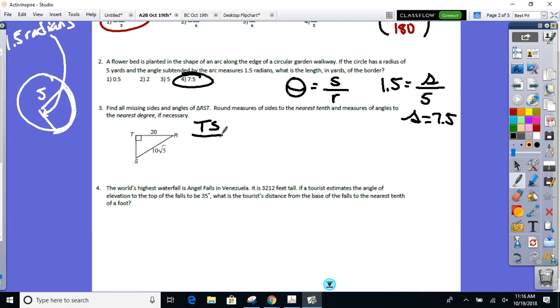Oh, not SOHCAHTOA to find the side. Here's why I can't use SOHCAHTOA right now. Do I have any other angle other than the right angle? No, so I can't use SOHCAHTOA unless I have an acute angle. But I know 2 sides, trying to find the third. Pythagorean theorem? Don't forget your boy there. Pythagorean theorem: two sides of a triangle, trying to find the third.